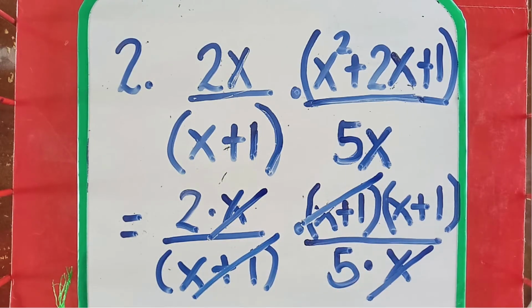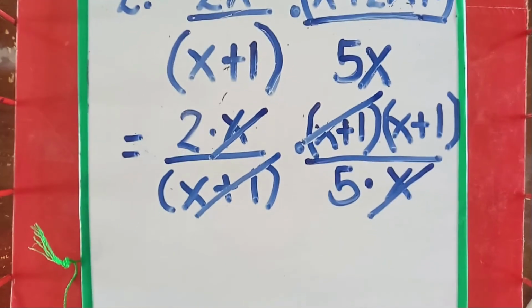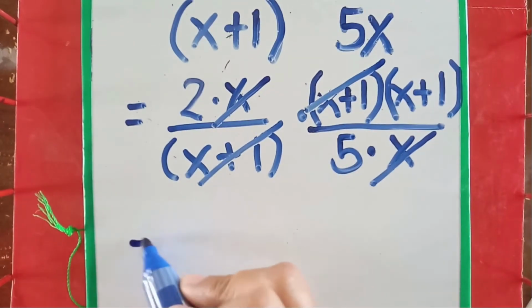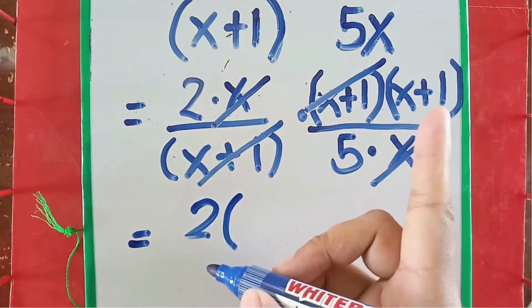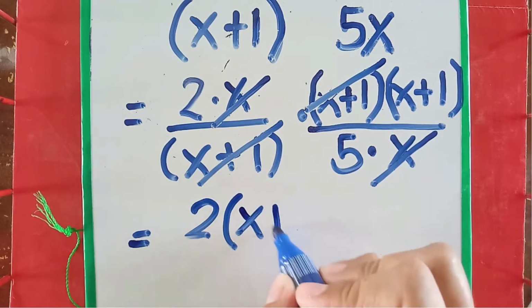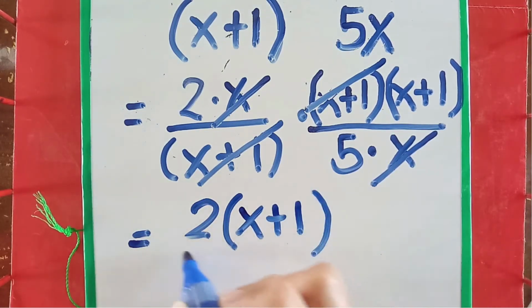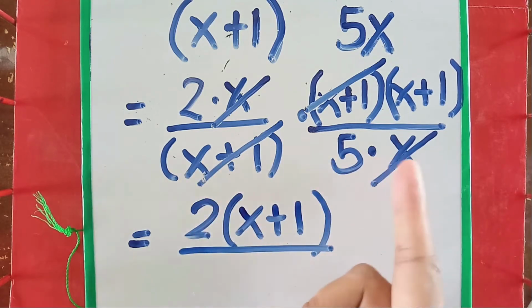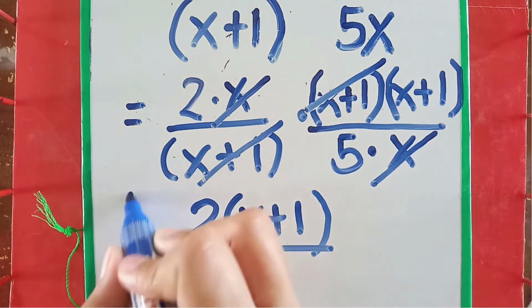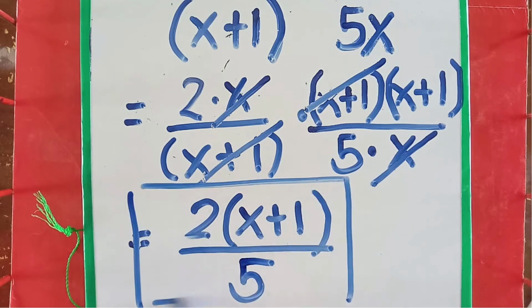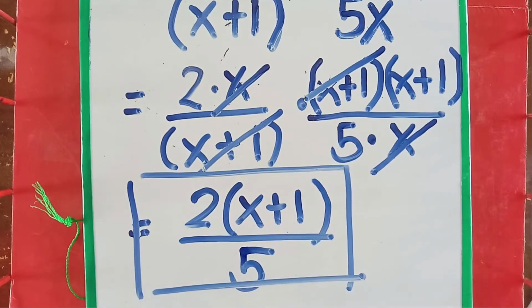And then, what are the remaining factors in the numerator? So, that is 2 times, okay, we have there x plus 1 over the remaining factor in the denominator, which is 5. So the answer is 2 times the quantity x plus 1 all over 5.